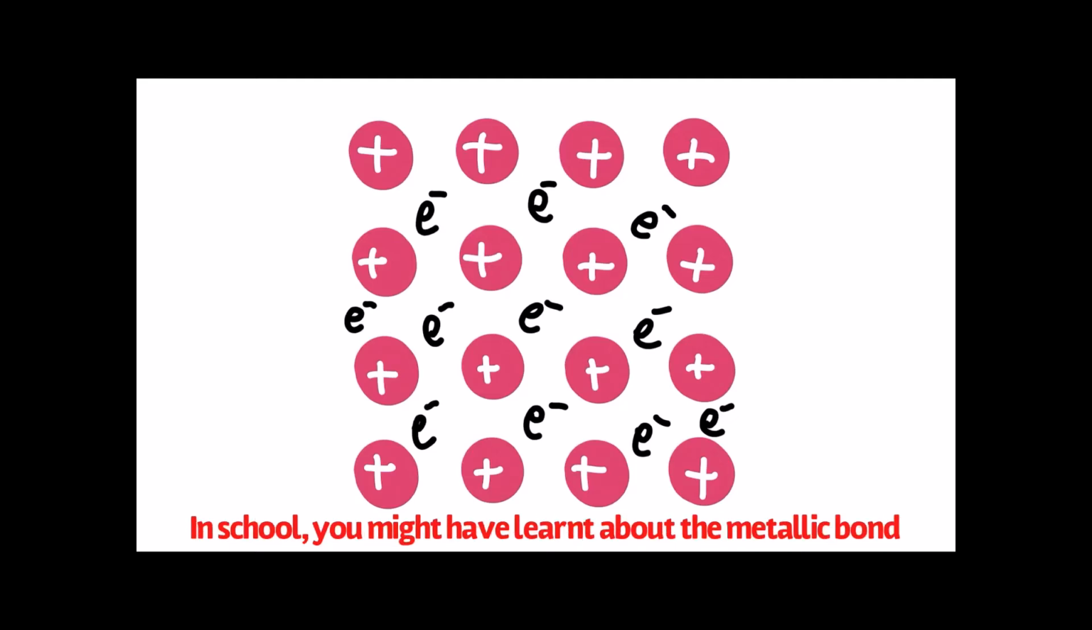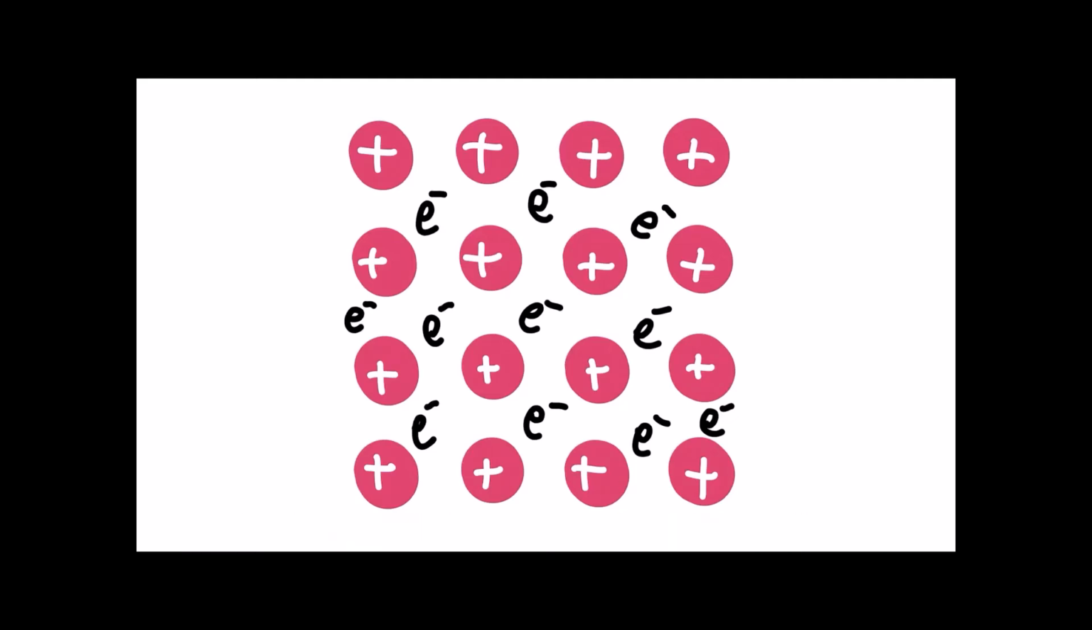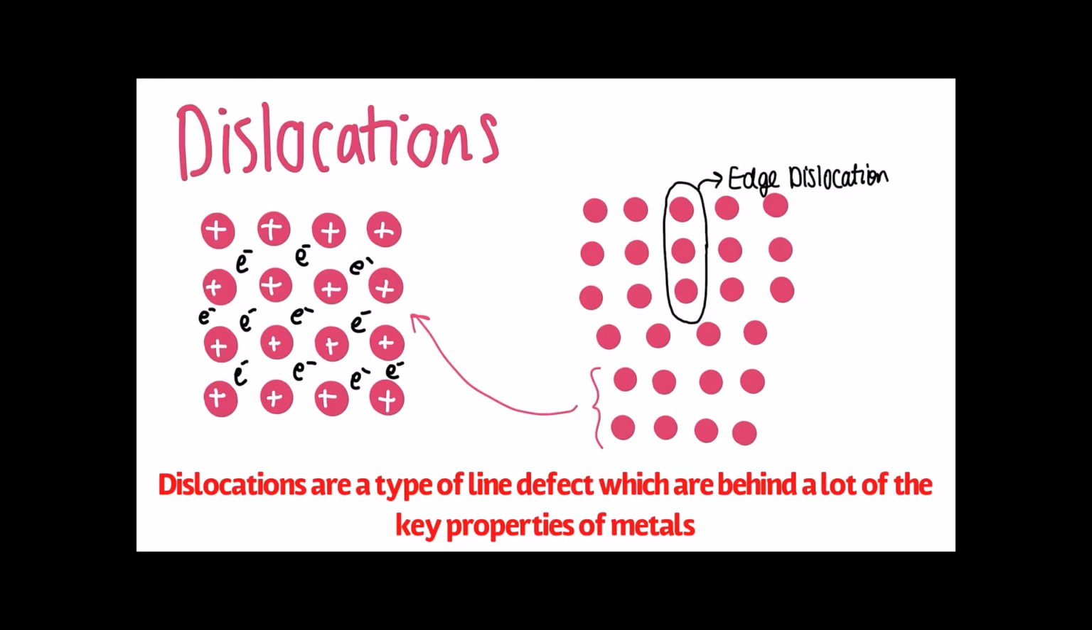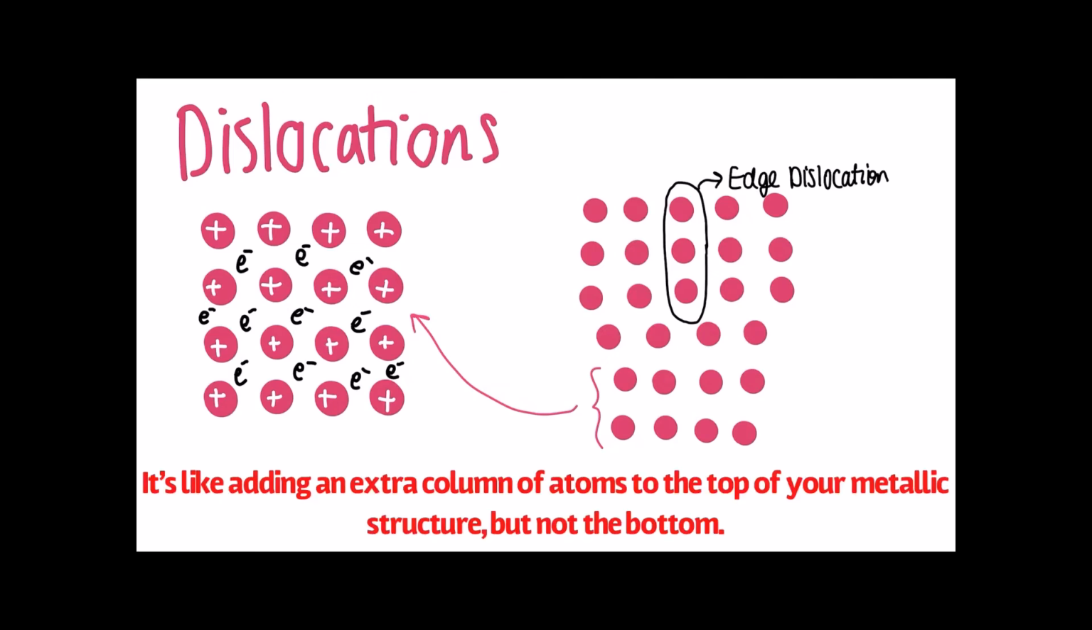In school, you might have learnt about the metallic bond and metallic structure as a regular lattice of positive ions surrounded by a sea of delocalised or moving electrons. However, we don't live in a perfect world, and defects exist within this structure. Dislocations are a type of line defect which are behind a lot of the key properties of metals. It's like adding an extra column of atoms to the top of your metallic structure, but not the bottom.